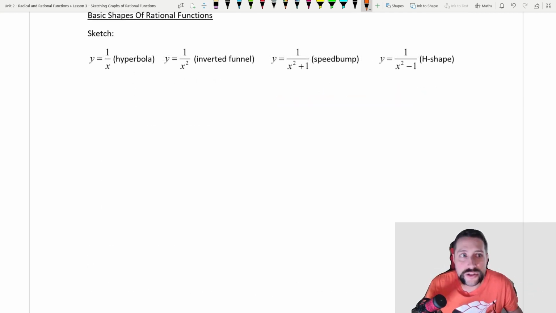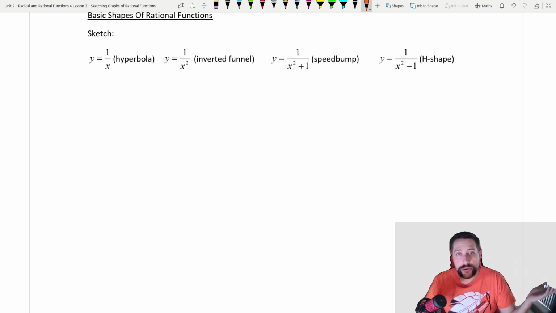This brings us to the basic shapes of rational functions. Each of them has a special name. The first one is a hyperbola. The next one is an inverted funnel. Then we have a speed bump and then an H shape. Your hyperbola is 1 over x. Your inverted funnel is 1 over x squared. A speed bump is 1 over x squared plus 1. And finally, your H shape is 1 over x squared minus 1. These are just examples and basic shapes of how they'll look.